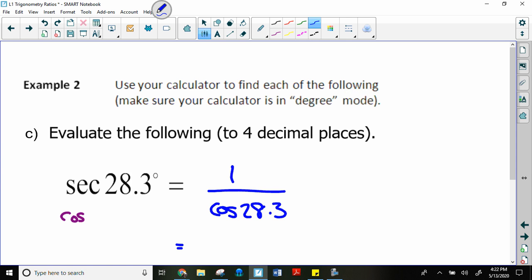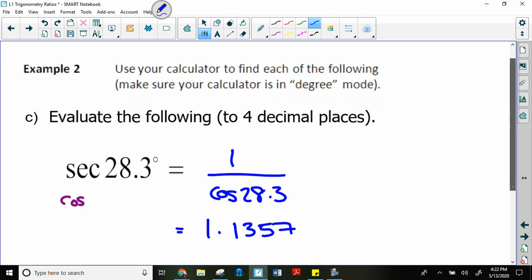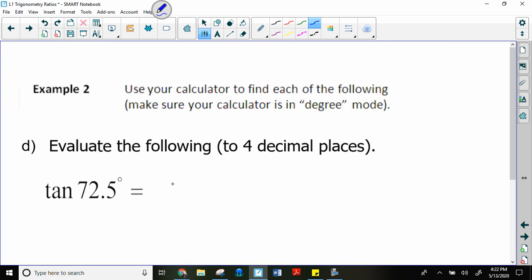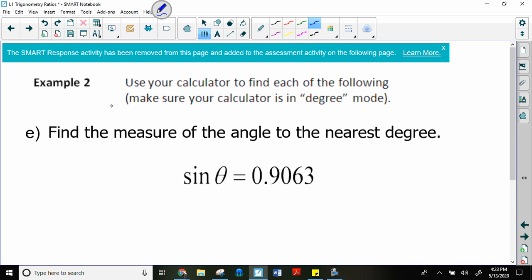1.1357. Okay, 4 decimal places. Tan is normal. Just use your calculator. Boom. Tan 72.5 is 3.1716. So this one is nice. Okay, we're going to go backwards now.